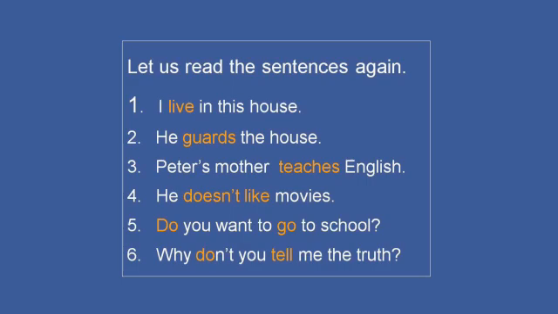Do you want to go to school? In this sentence, the first form of verb is go, used with do. Why don't you tell me the truth? In this sentence, the original form of verb is tell and it has been used with do. So, all these sentences belong to simple present tense.